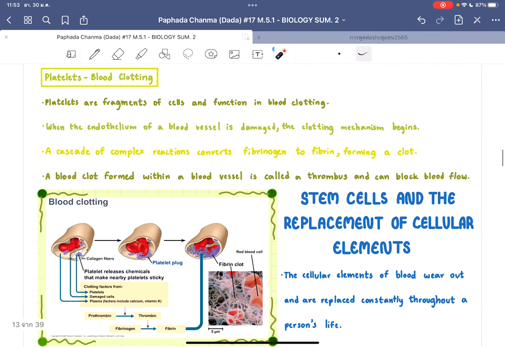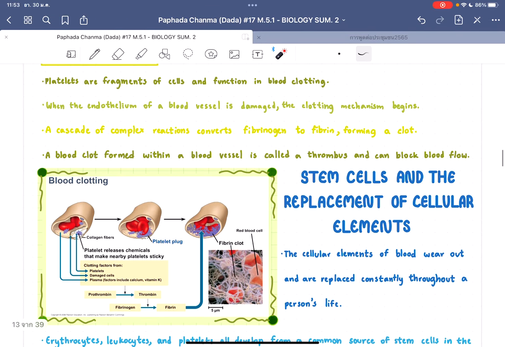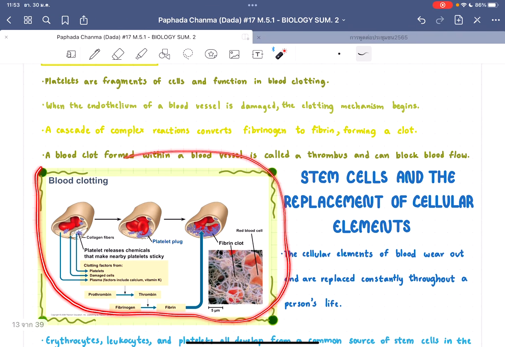Platelets, blood clotting. Platelets are fragments of cells and function in blood clotting. When the endothelial lining of a blood vessel is damaged, the clotting mechanism begins. A cascade of complex reactions converts fibrinogen to fibrin, forming a clot. A blood clot formed within a blood vessel is called a thrombus, and it can block blood flow. This was the blood clotting picture.